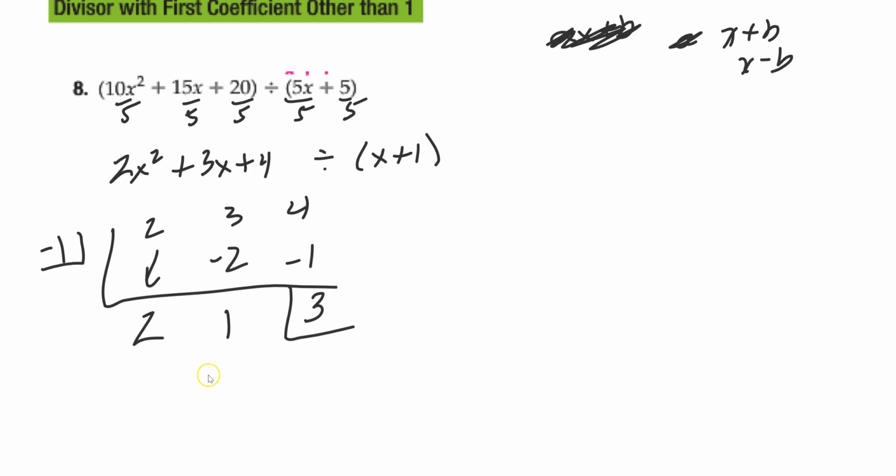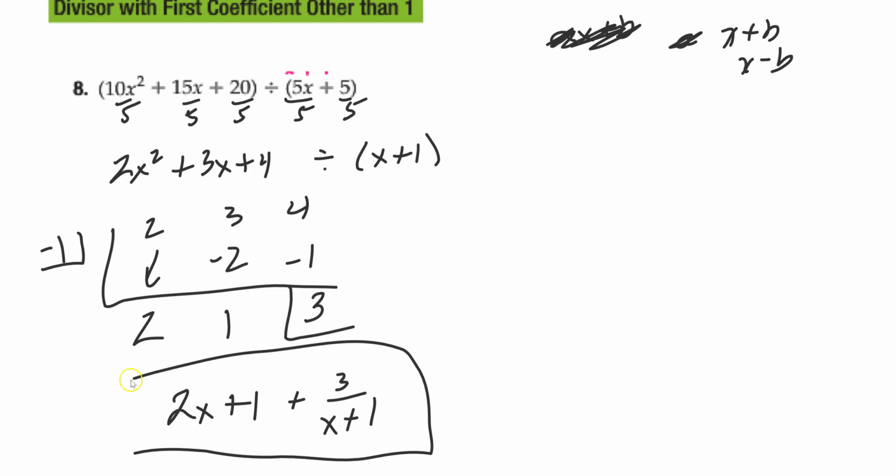So my answer in this case would be 2x, right? It's always 1 power less, plus 1, plus 3 over what we divided by. In this case, we divided by x plus 1. So that'll be my answer. But before we move on, a little warning. If you check your answer in the back of the book, it probably won't have that.